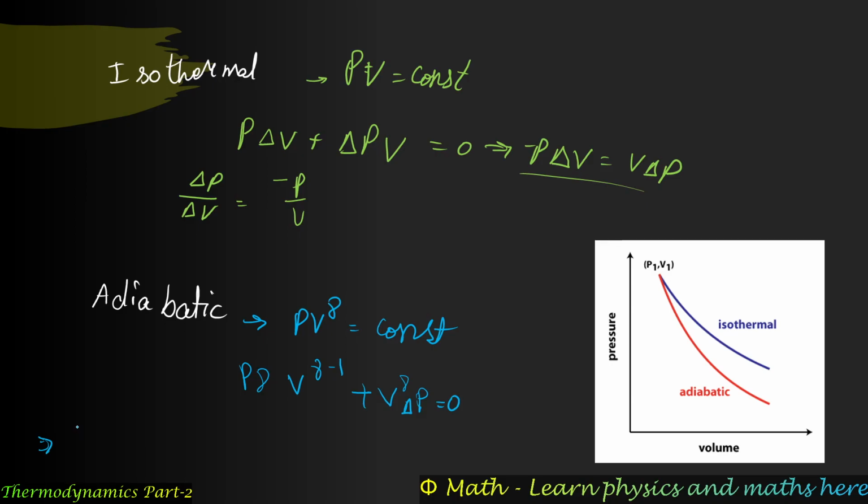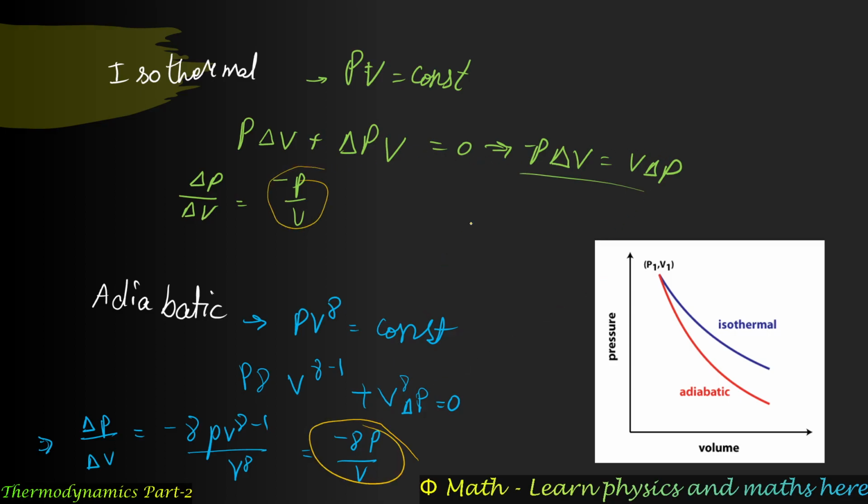From here we can say that delta P over delta V is equal to minus gamma PV to the power gamma minus 1 divided by V to the power gamma, or just simplifying it even more, we get delta P over delta V adiabatic is equal to minus gamma P over V. So as we can see from both of these equations, comparing, we have got this and we have got this.